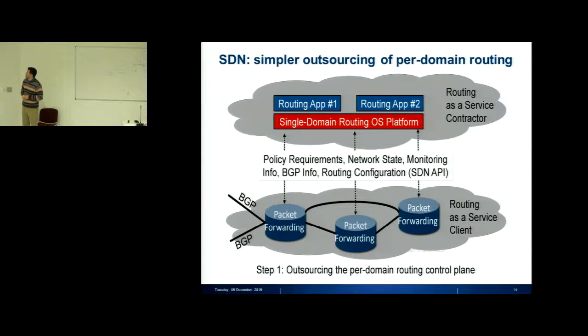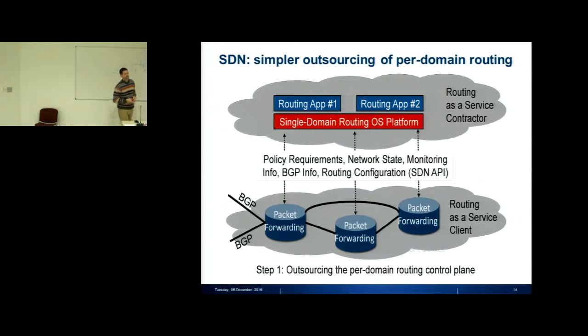Okay, and to realize this, we need to give to the contractor information, of course, about the state of the network, the topology of the network. We need also to give him information about what service level agreements we want, what latency guarantees, bandwidth, and so on. A contractor through an SDN-based platform can take care of the routing optimization within the client network.